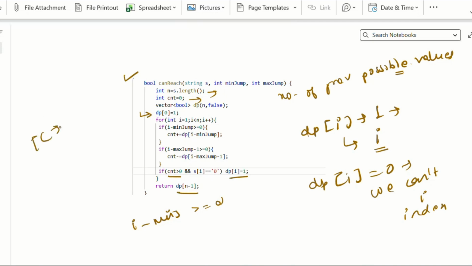In this case, the time complexity will be big O of n since we have used only one for loop, and the space complexity will be big O of n because we have used one DP array. So yeah, thank you.